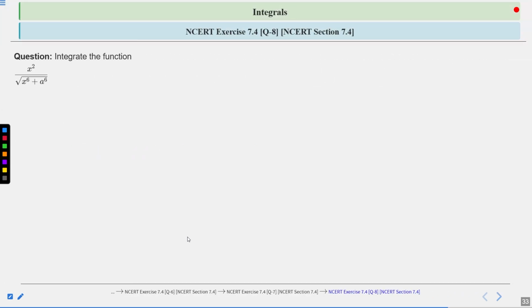So hope it's clear to all. Let us move to the next question. Next question is to integrate the given function, x square upon root over x to the power 6 plus a to the power 6, right? Again, you need to apply some substitution, and after that we can apply the integration of a standard form to calculate the given integral, right? So again, you have some time to solve or think about the given question. After that, we will discuss the solution part, okay?